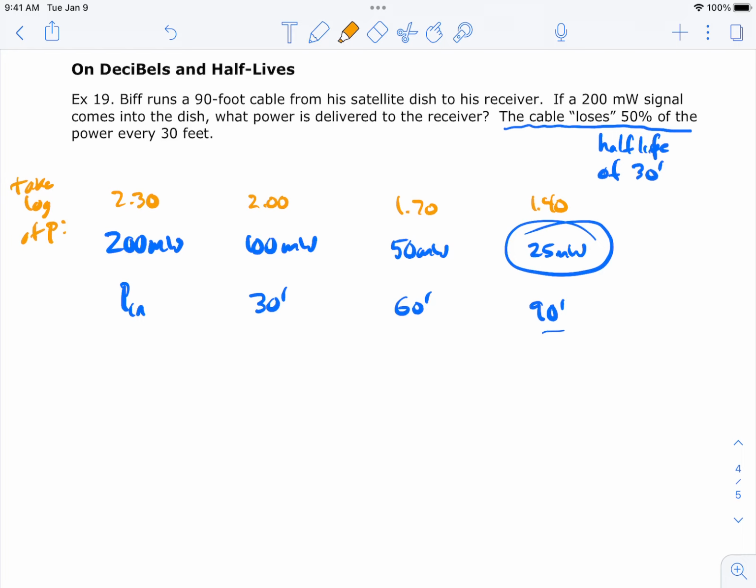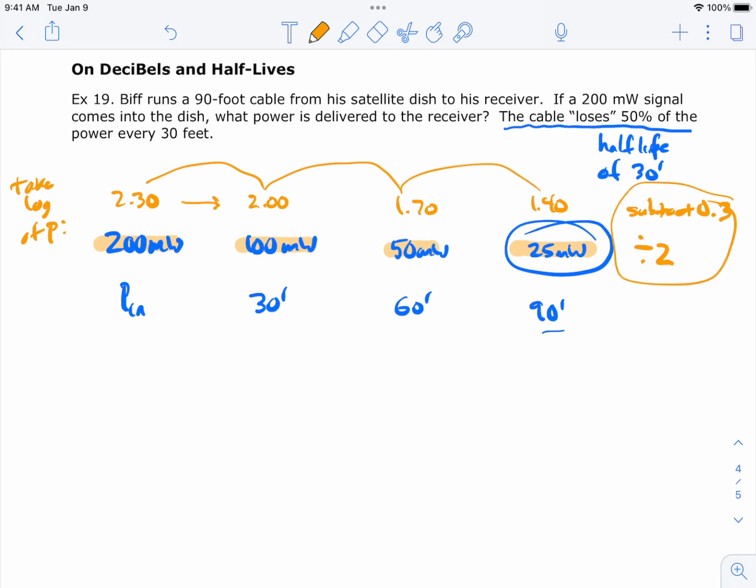With the power, we'd say 200 divide by 2, divide by 2, divide by 2. We kept dividing by 2. Dividing by 2 on the power would, every 30 feet, the power would be divided by 2. It would be multiplied by a half. But what's going on with the logarithm? The logarithm's only going down by a constant amount. Subtract 0.3. Subtract 0.3. Subtract 0.3. Subtract 0.3. This is interesting.